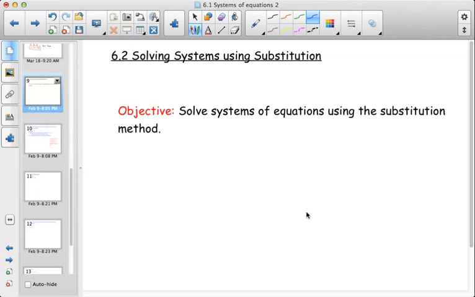Now, obviously, we're not going to want to graph every single one of these. It would take a lot of time. It would require us to graph every single time, which I know that you guys don't exactly like. So our objective for today is to use a new method, which is called the substitution method of solving linear systems. Objective: solve systems of equations using that substitution method. I think you guys are going to like this a little bit more than just graphing.